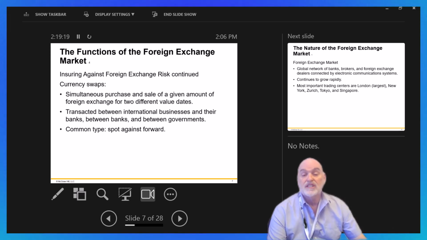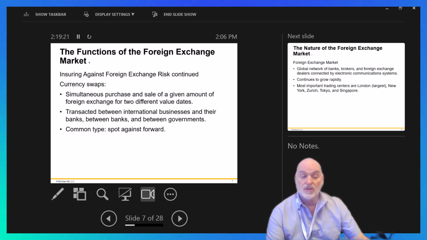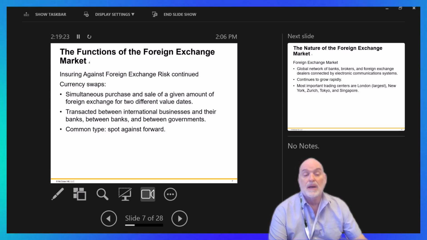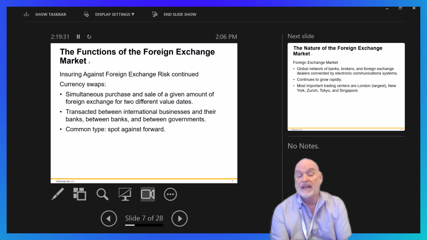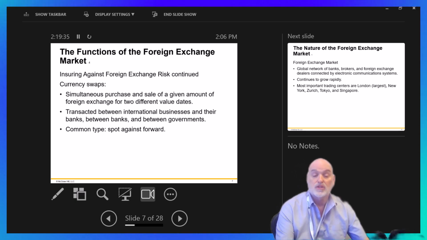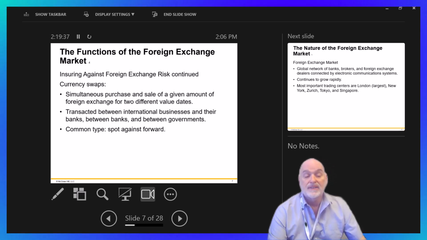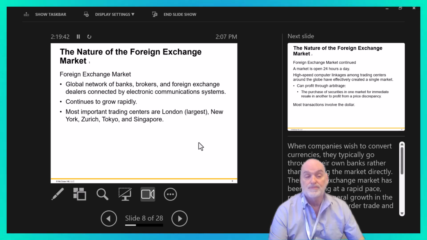Insuring against foreign exchange risk. So we have something called currency swaps. It's the simultaneous purchase and sale of a given amount of foreign exchange for two different value dates. It's transacted between international businesses and their banks, between banks, and also between governments and banks. The common type is spot against forward.